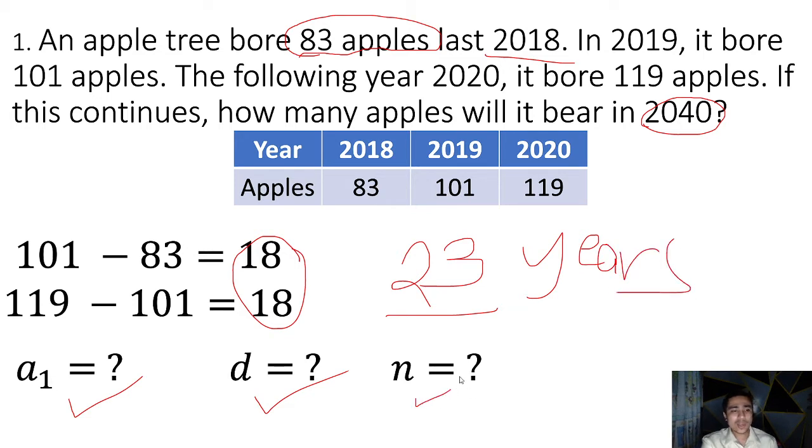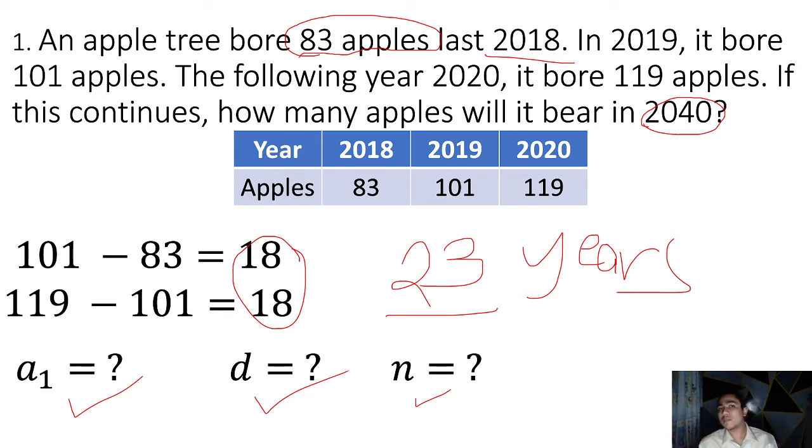Check. So, ngayon, meron na tayo ng tatlo. Kailangan na lang nating alamin, ano ba yung tinatanong? Is it the N term? Or is it the sum? Okay? Yun yung dalawang tinatanong lagi eh. Is it the N term kung ilan yung ganito?